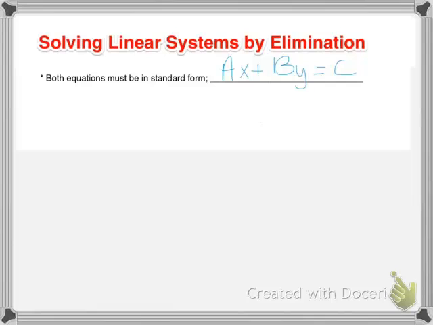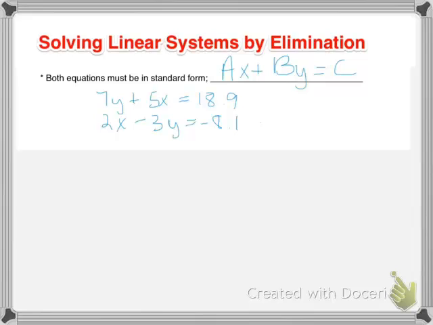To demonstrate the steps to solve by elimination, I'm going to use the example 7y plus 5x equals 18.9 and 2x minus 3y equals negative 8.1. The variables for each of these equations are on the same side of the equal sign, so we're able to move on with the process.